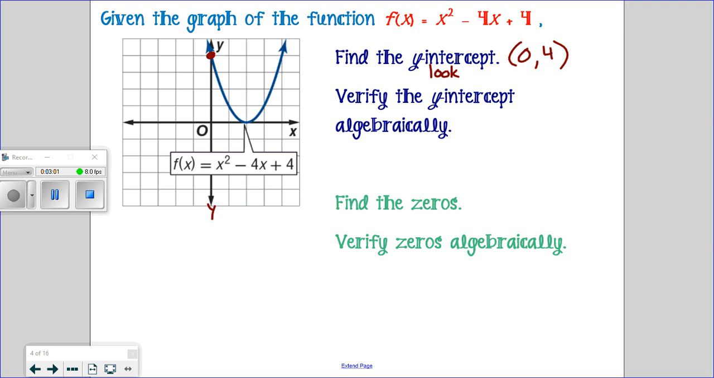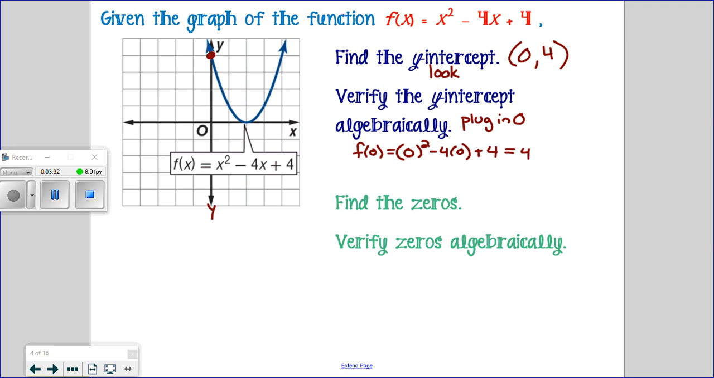Verifying algebraically, just like I said on the last page, the way we are going to verify algebraically is we are going to plug in 0. And when I plug 0 into my function, I should get the same answer that I just saw in the picture. So let's go with f of 0, plugging in 0. 0 squared minus 4 times 0 plus 4. 0 minus 0, 0 plus 4 is 4. And those two numbers should match right there. That's verifying it algebraically.